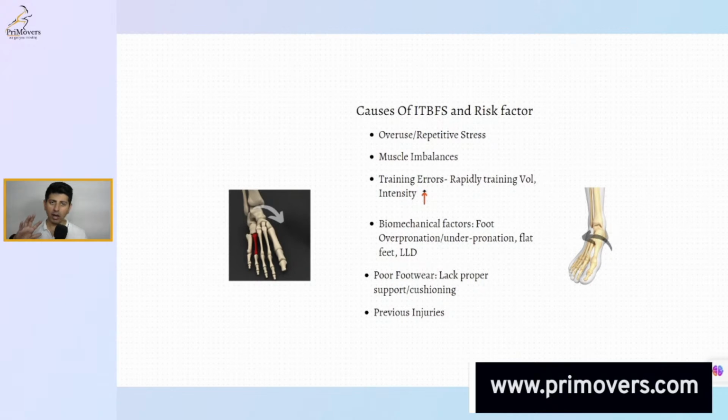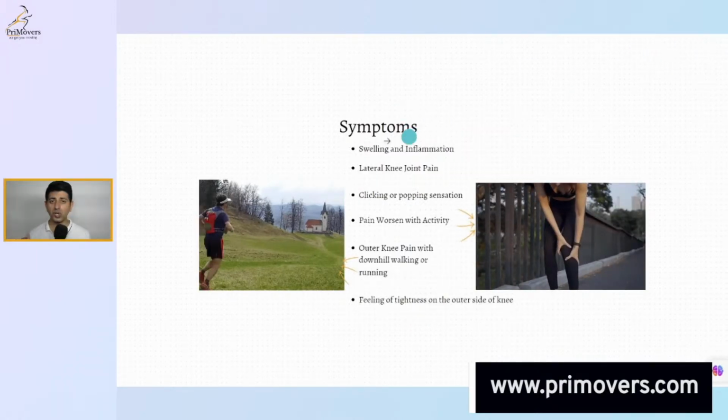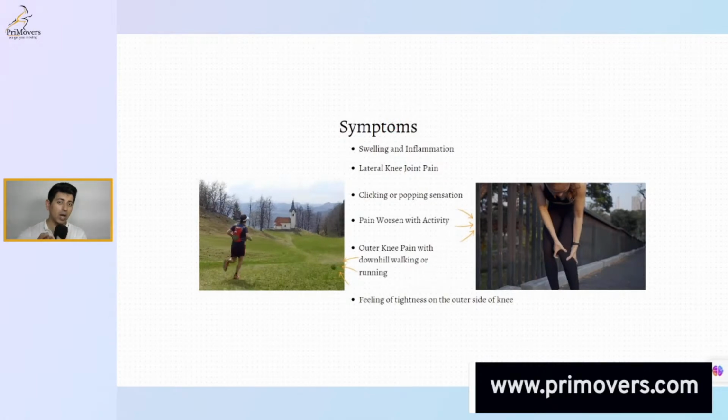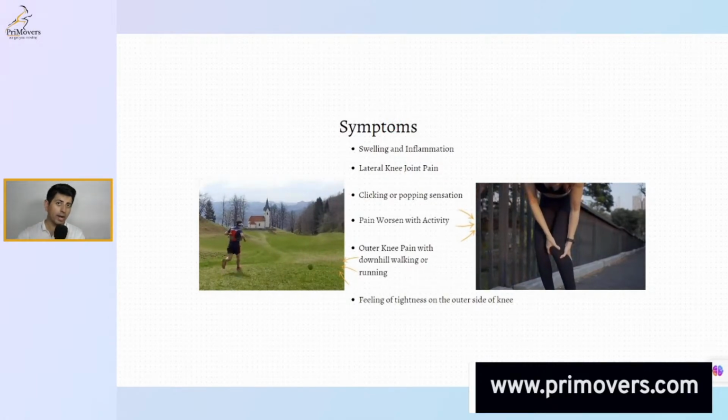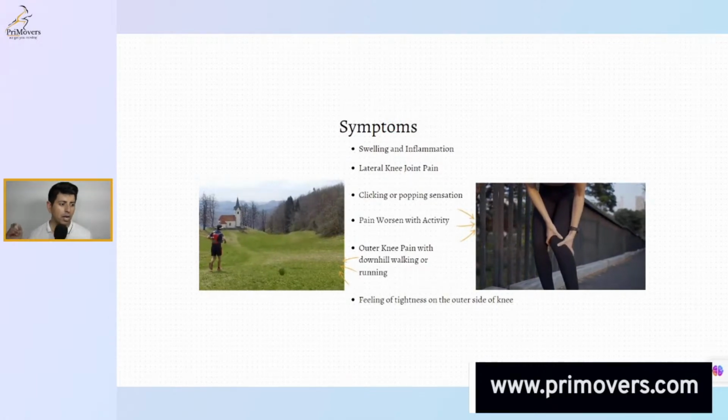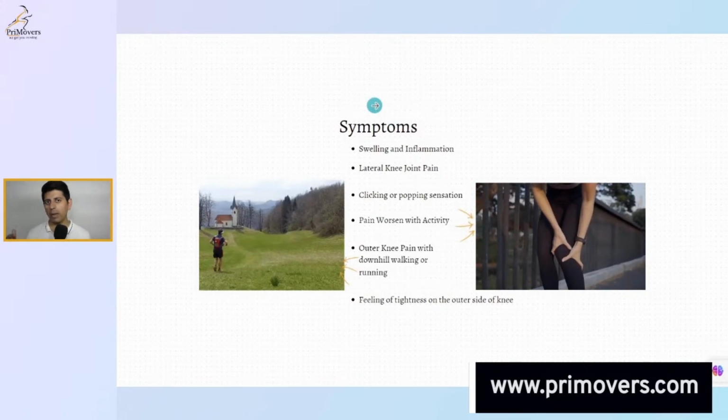The first and one of the most common reasons is the symptom. Let's go back to the symptom. The symptoms of iliotibial band friction syndrome, as I said: you see swelling on the outer side of the knee joint line along with inflammation. You can feel pain on the outer side, which is called lateral knee pain.